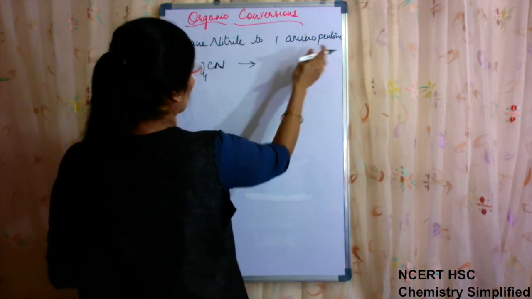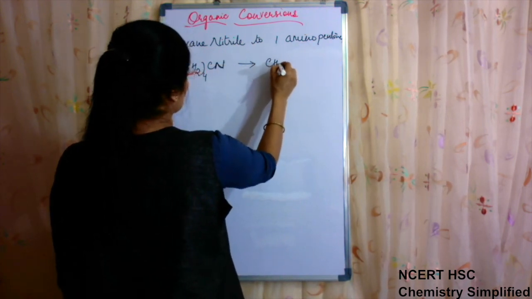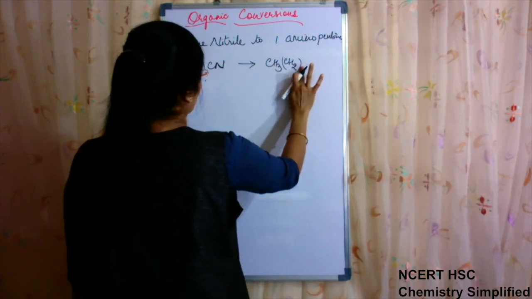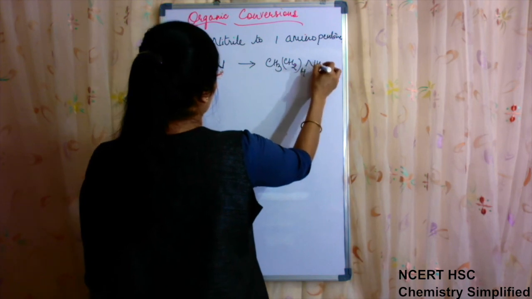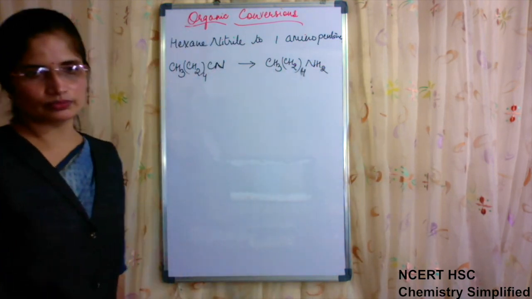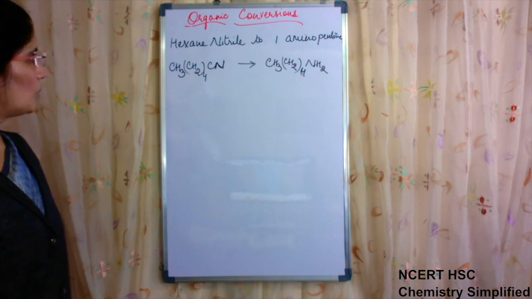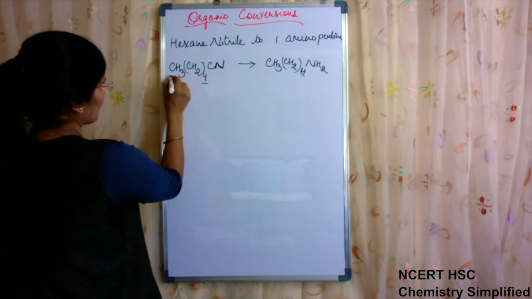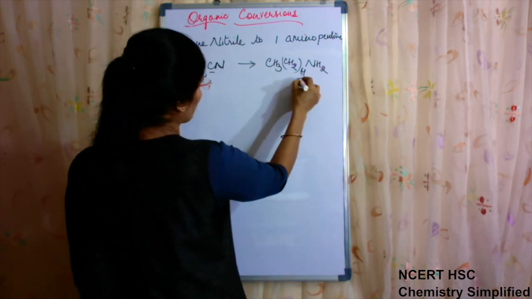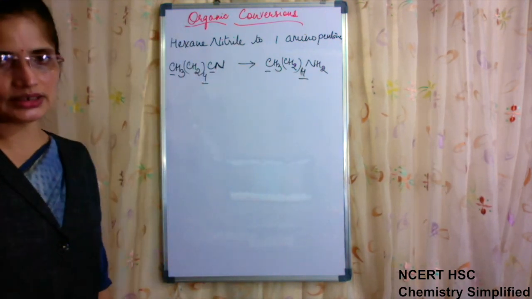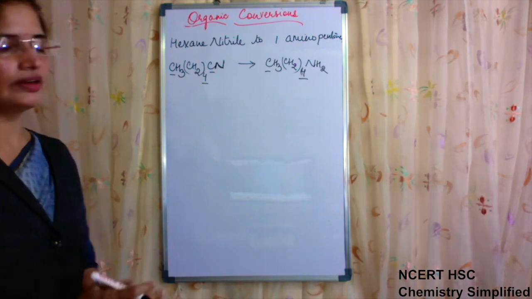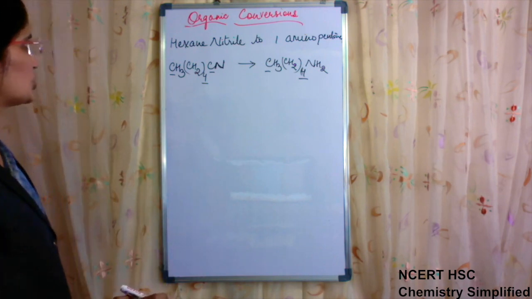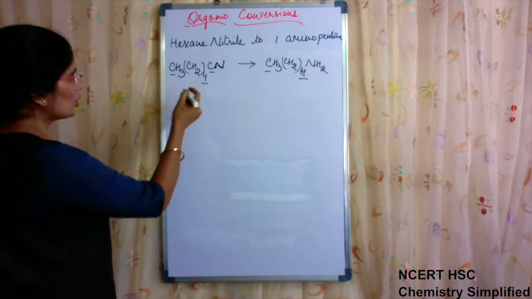to 1-aminopentane. Pentane means CH3 and CH2, 4 times, and NH2, amino. This we have to obtain. That means what? Here total number of carbon atoms are 4, 5, 6. Here total carbon are 4 and 5. 1 carbon atom less. Again, when 1 carbon atom is less, that means we have to go to degradation of the chain.